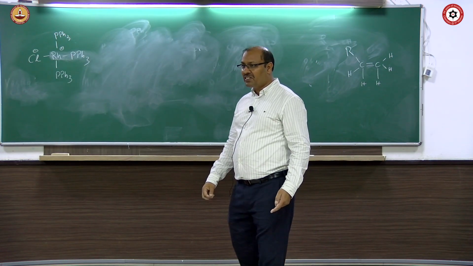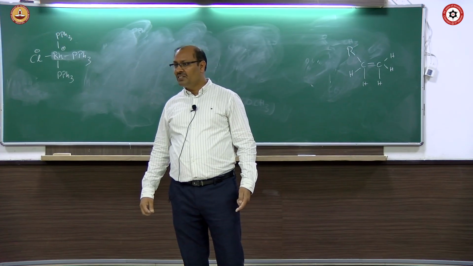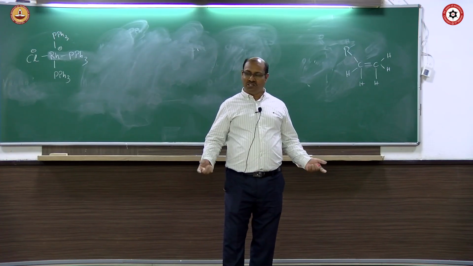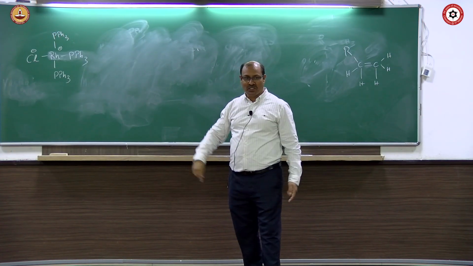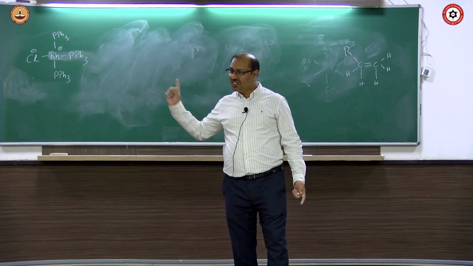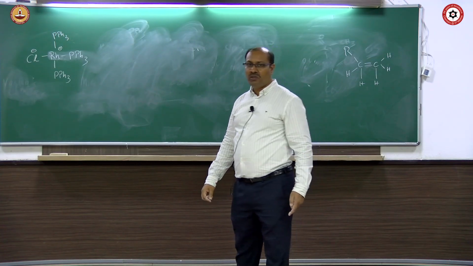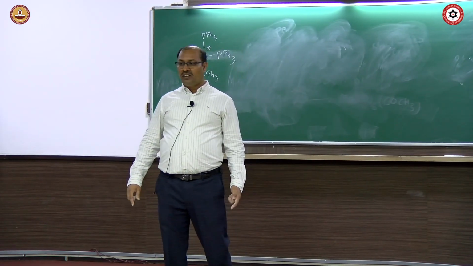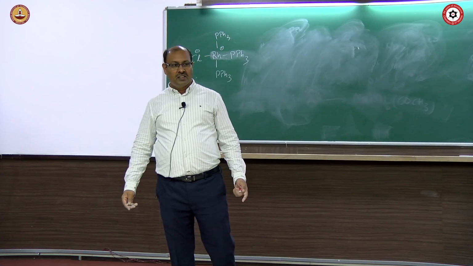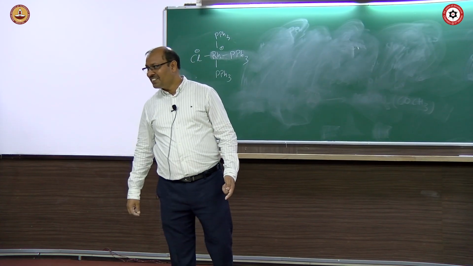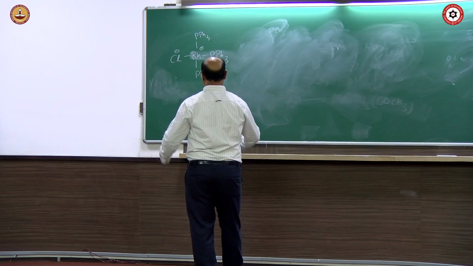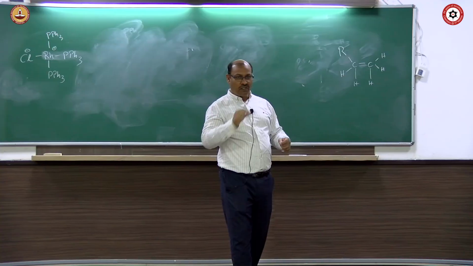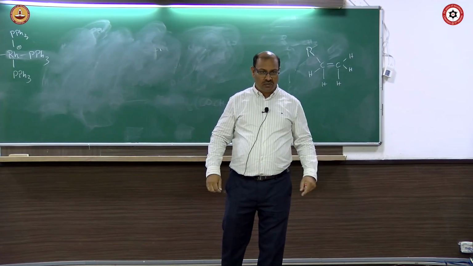Earlier Vaska's complex was how many electron? 16. If I change from iridium to rhodium, any change? No change. If I remove one carbon monoxide, put a triphenyl phosphine, any change? In electron count, no change. So this compound is also a 16 electron compound. This 16 electron compound can undergo oxidative addition with hydrogen, not olefin, hydrogen. Hydrogen comes and it reacts here, making a hydrogen metal bond. Hydrogen bond breaks, hydrogen metal bond is formed.